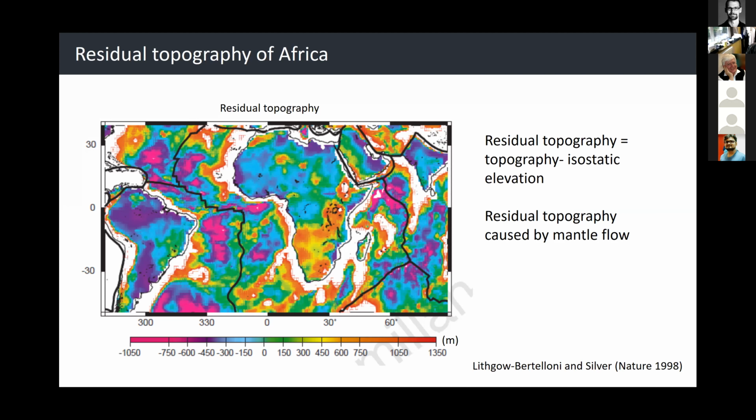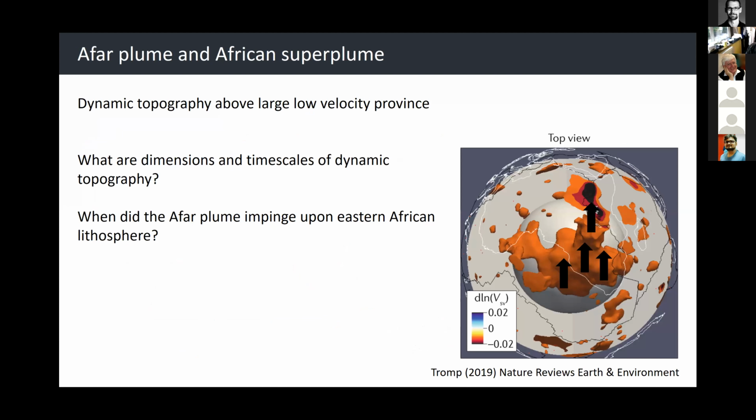Upward mantle flow would result in uplift of Earth's surface, so a dynamic swell, and downgoing mantle flow would result in a dynamic depression of Earth's surface. Below Eastern Africa, in the mantle, we find a large low velocity zone. This large low velocity zone is shown in the image towards the right by the orange color, and this is basically an isosurface. The composition and origin of this large low velocity zone is not known, but several studies agree that this is probably a buoyant structure.